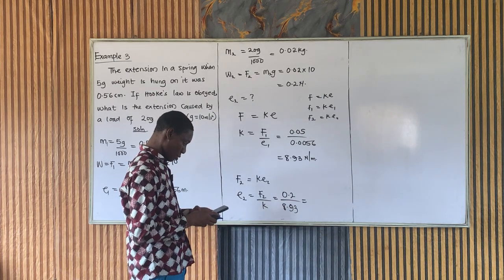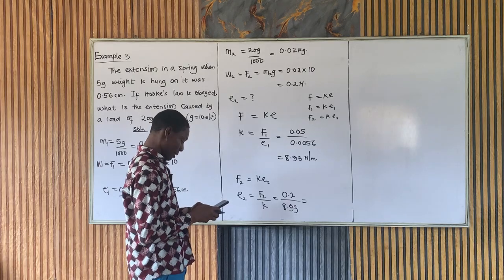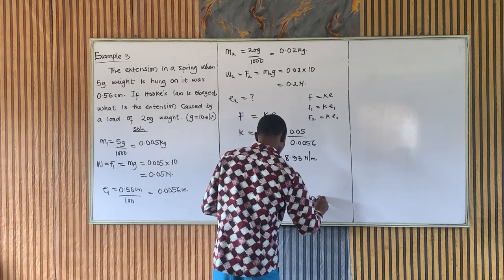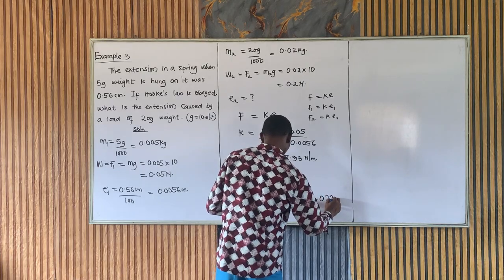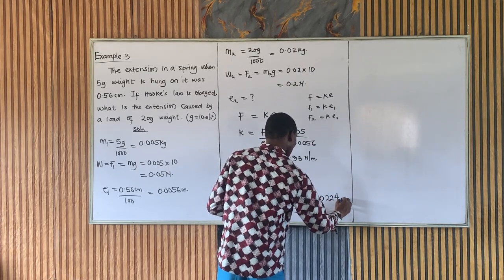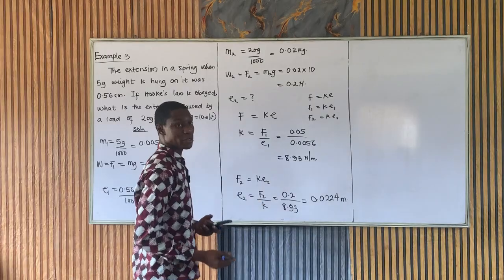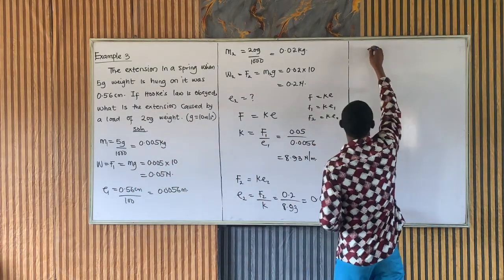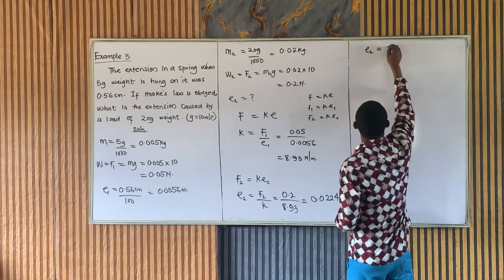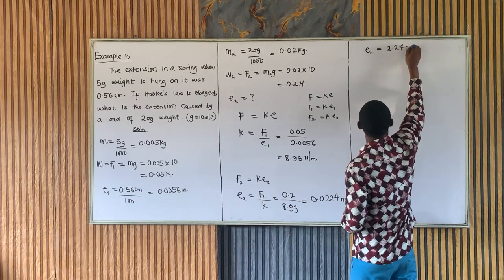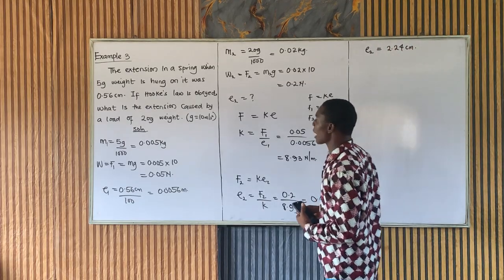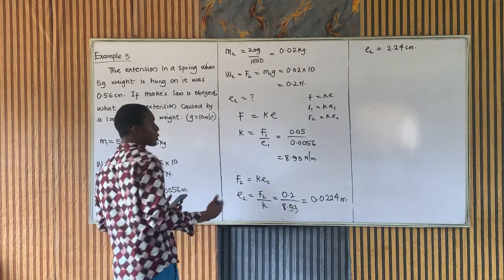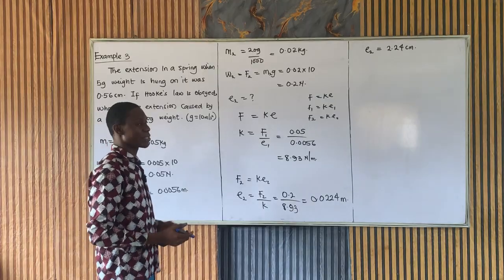0.2 divided by 8.93. This is giving us 0.0224 meters. You can choose to convert to centimeter, that's multiplying by 100. So our E2 can now be 2.24 centimeter. And that's because the extension in the question was given in centimeter. So that's that for this question.